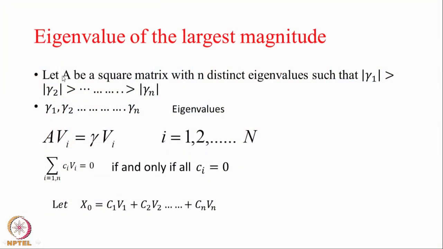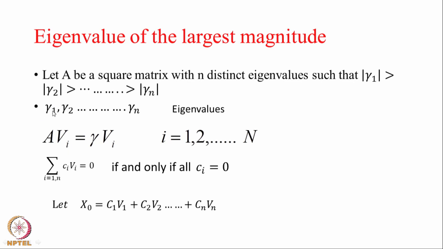So, if A is a square matrix, it will have n distinct eigenvalues. Suppose those n distinct values are arranged in descending order, that is lambda 1, which is my first eigenvalue, greater than lambda 2, which is greater than lambda 3, and so on down to lambda n. All these lambdas are my eigenvalues. If such is the arrangement, let us see how this strategy for finding the eigenvalues works.